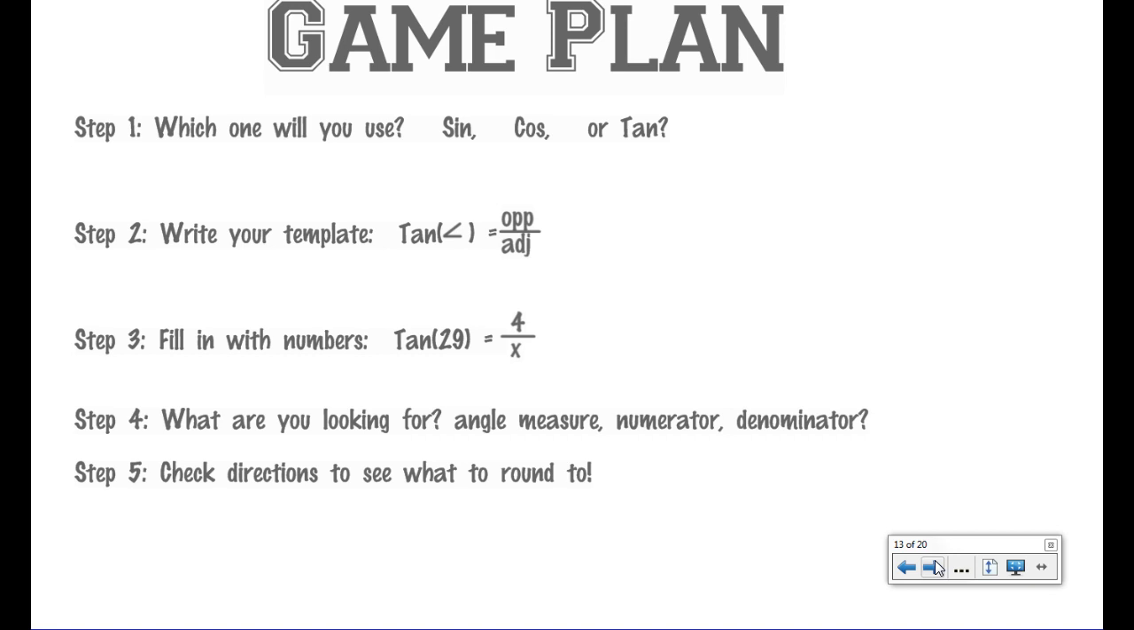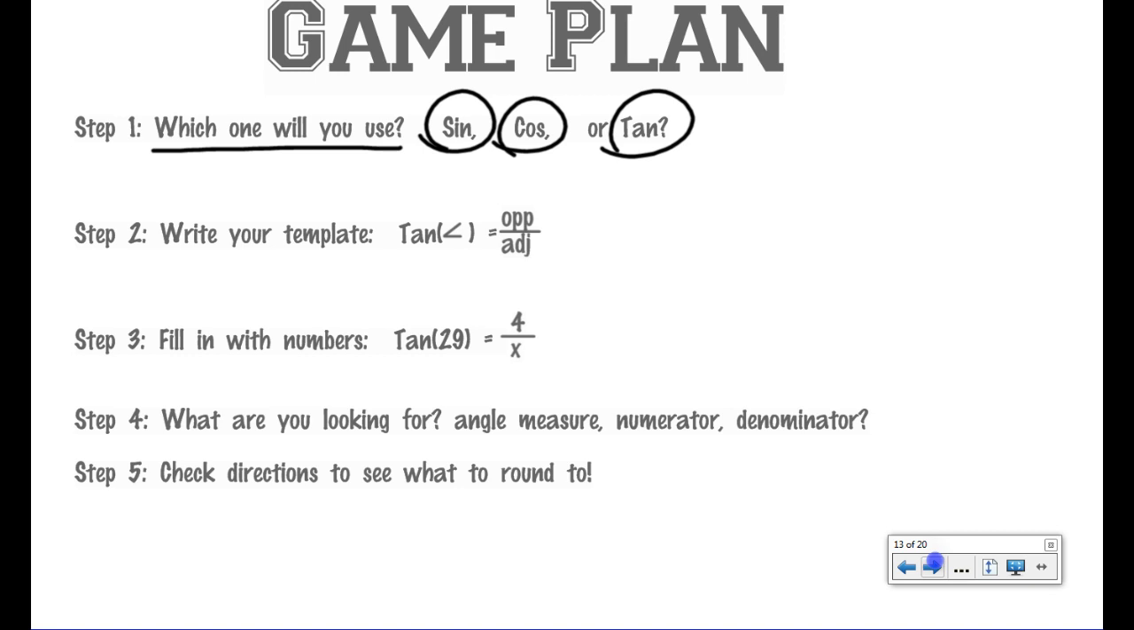There's a little spot in your notes, if you were fortunate enough to get a notes page, if you walked in early enough to get one. There's a spot that says game plan. In your game plan, the first thing you do every single time is decide which one you will use. You're going to use either sine, cosine, or tangent. So in your game plan, just put sine, cosine, tangent.